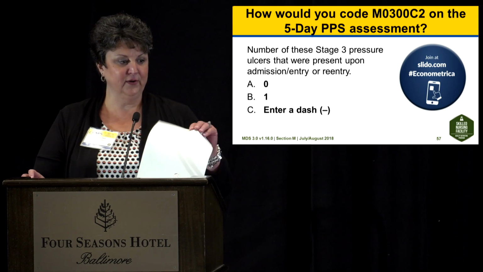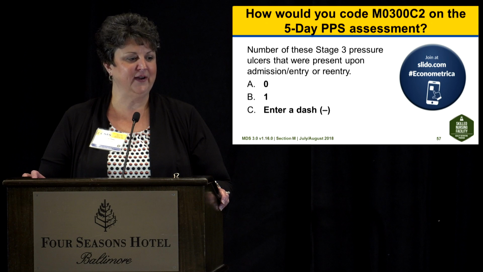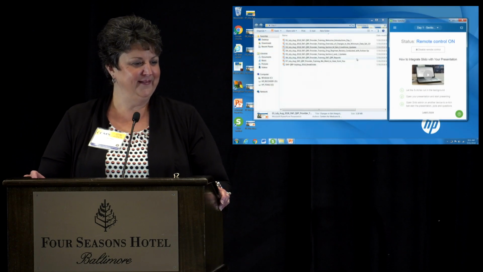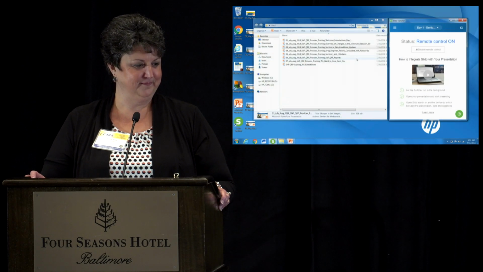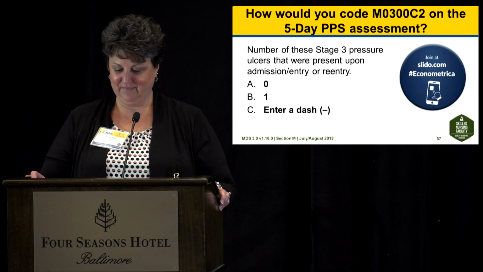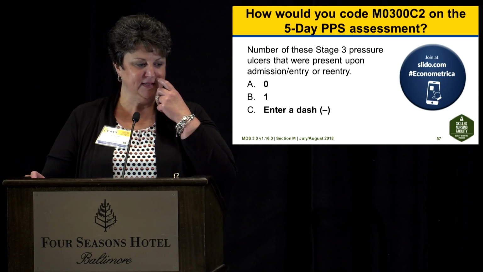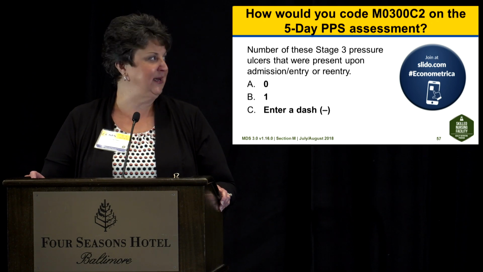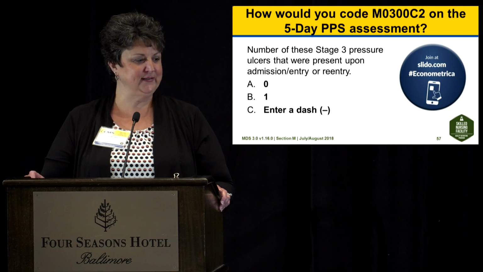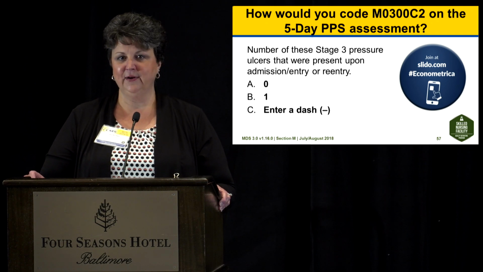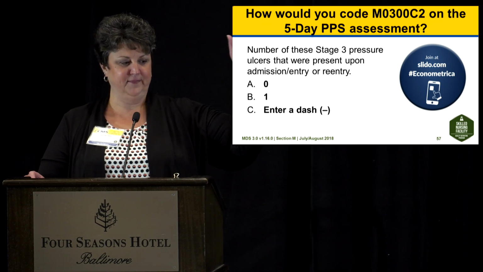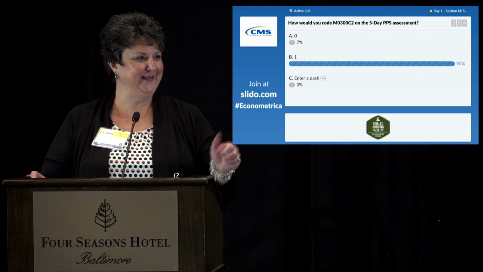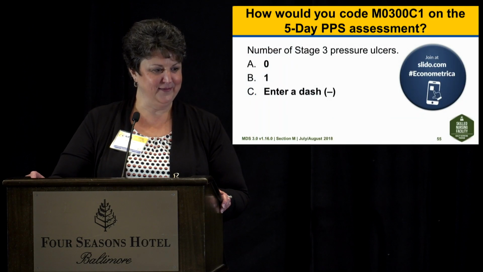All right. And how would you code M0300C2 on the 5-day PPS assessment? This is the number of these stage 3 pressure ulcers that were present on admission. So number of these ulcers that were present on admission, is it A0? Is it B1? Is it C, enter a dash? So again, we'll do a show of hands while we're getting our software cooking here. How many of you say A0? How many of you say B1? Yeah, excellent. All right, perfect. We did have folks online who are clicking along with that. Great.